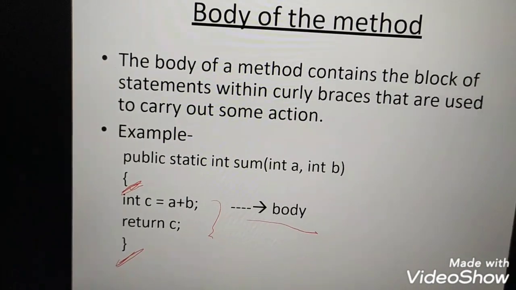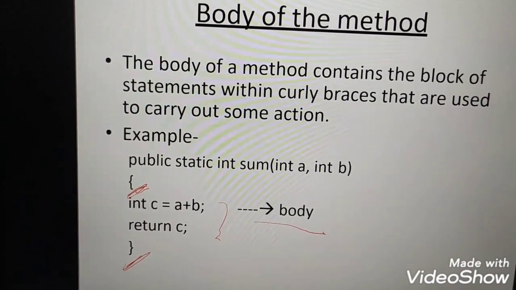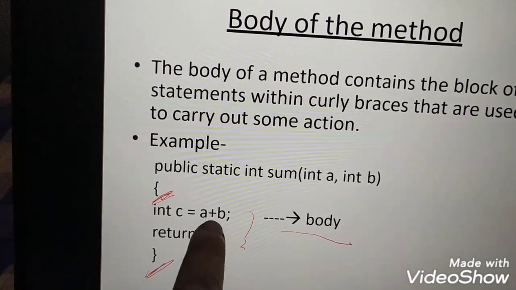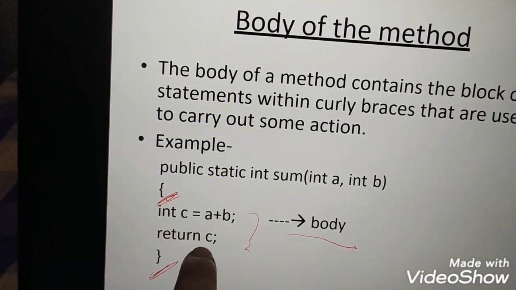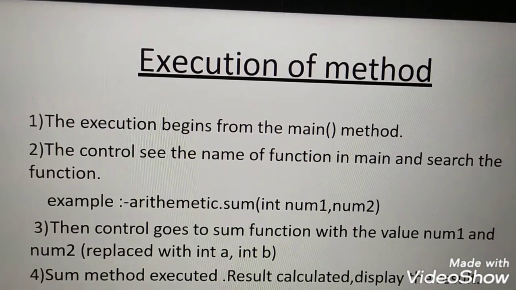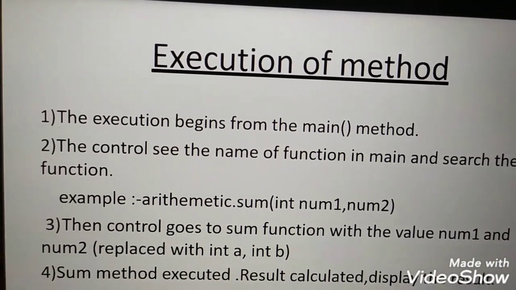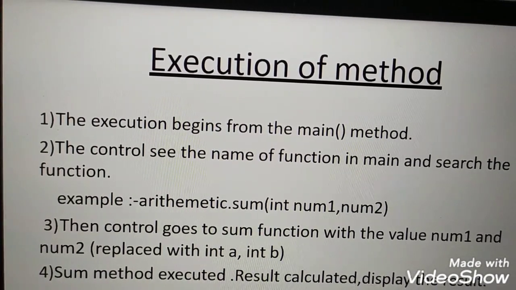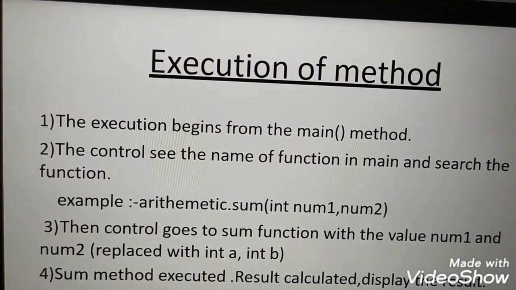Okay, so this a and b is coming from the main method and it will be added here, calculated and stored in c, and returned to the main method. To understand the execution of a method, we have to see the example. From there we can see more clearly how it is executed.